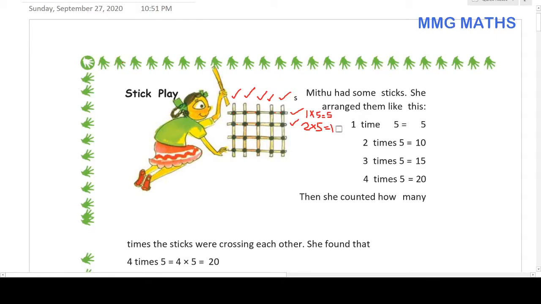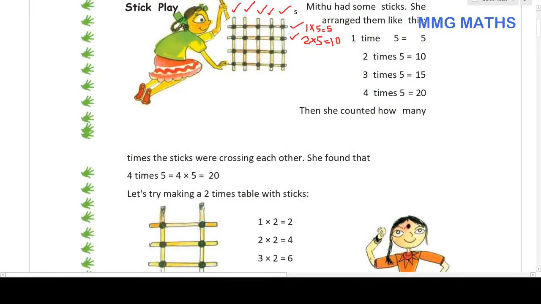Okay, and you have to count the numbers. Okay, now moving to the next question. So what is written here? Then she counted how many times the sticks were crossing each other. She found that 4 times 5 equals 20. So here you can see 4 times. When she has kept 4 sticks, 1 stick is this, 2 stick is this, 3rd stick is this, and 4th stick is this. So how much is she getting? She is getting 20 crossing points.